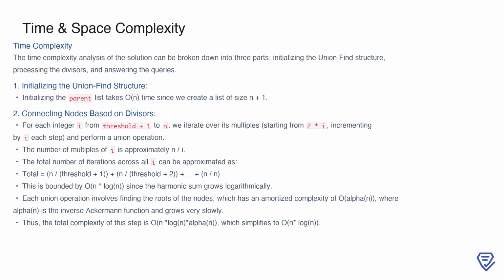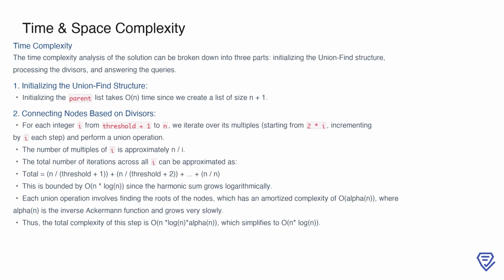To analyze the time complexity of our solution, we can break it down into 3 distinct parts: initializing the union find structure, connecting nodes based on divisors, and answering the queries. First, initializing the union find structure involves creating the parent list, which is a one-time operation that requires O(n) time, as the list has a size of n plus 1.